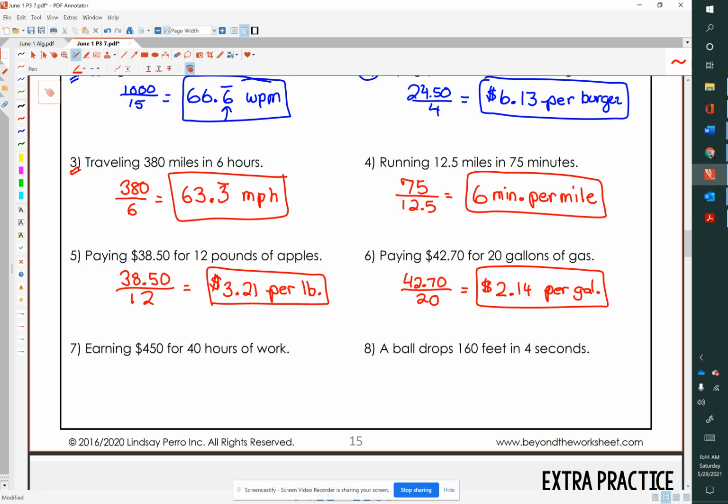And if you're earning $450 for 40 hours of work, let's see what your hourly wage is. What are you earning per hour? So this would be 450 divided by 40, which comes out to, and again, this is money, $11.25 per hour. And if you've been watching the news, you may have heard a lot of talk about raising the minimum wage to $15 per hour. So you'd need to make more money if they raise the minimum wage.